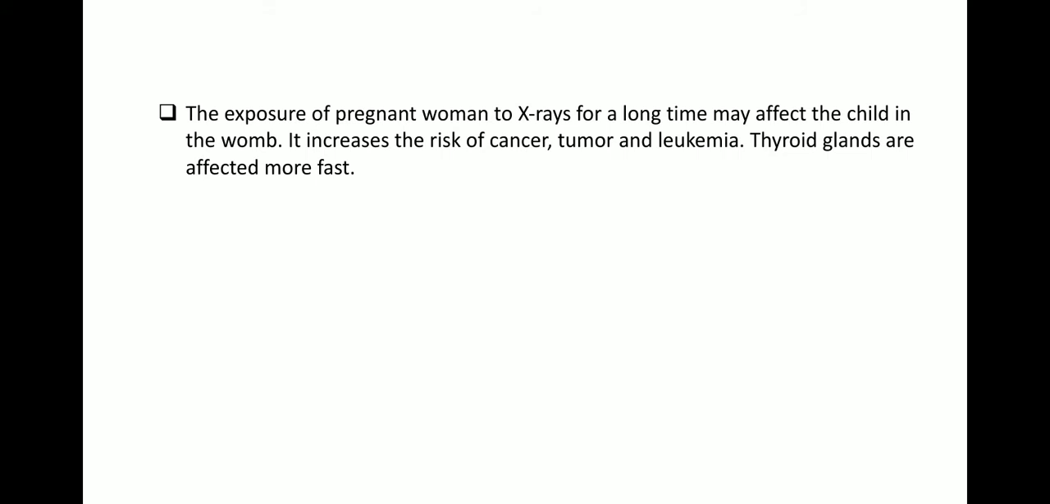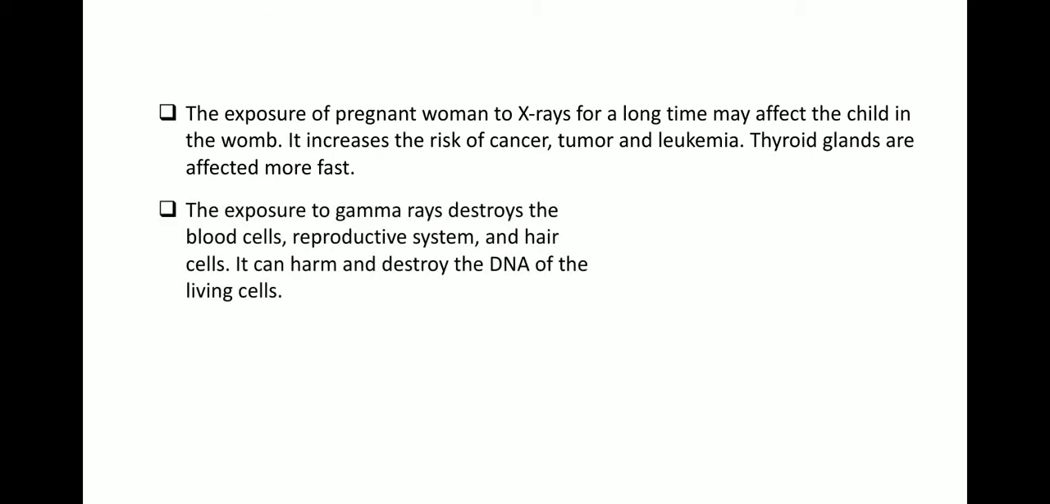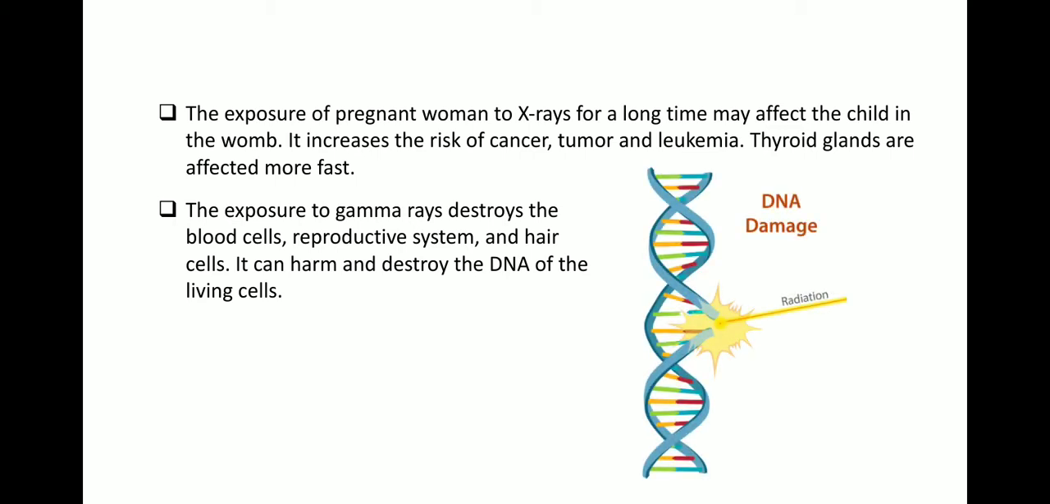The exposure of pregnant women to X-rays for a long time may affect the child in the womb. It increases the risk of cancer, tumor, and leukemia. Thyroid glands are affected more quickly. The exposure to gamma rays destroys the blood cells, reproductive system, and hair cells. It can harm and destroy the DNA of the living cells.